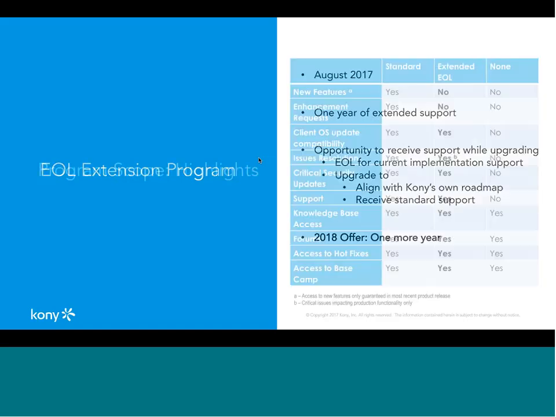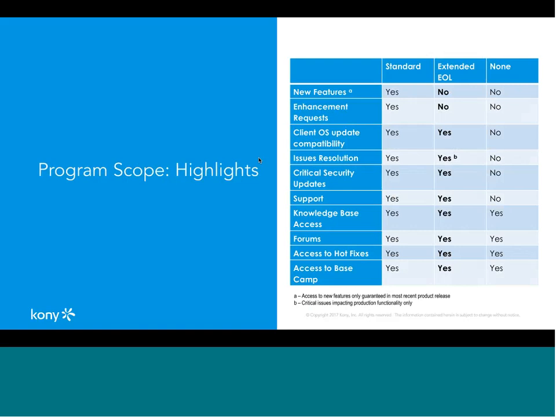Here is the scope of the program. The top highlights are what you typically see as part of the extended EOL offering. What you do not get are new features and enhancement requests, but you do continue to receive client OS upgrade compatibility. You get issue resolution, but only if it is on the production environment. Likewise, you get critical security updates, a basic level of support, and access to our knowledge base, forums, hotfixes, and of course Basecamp, which is always open to everyone.